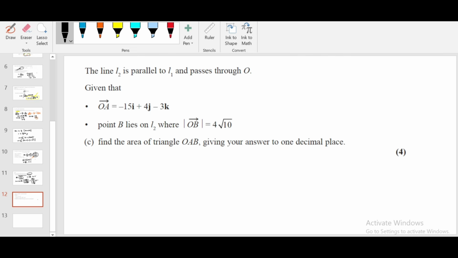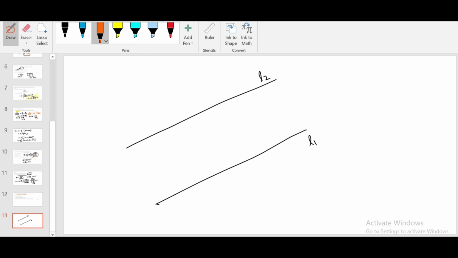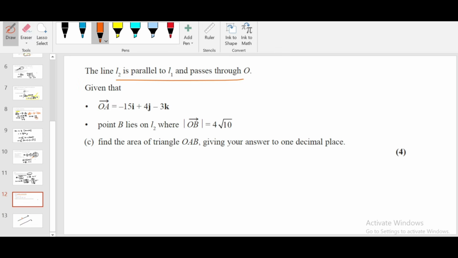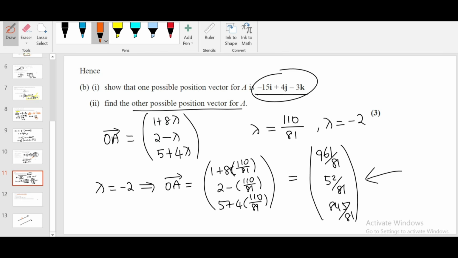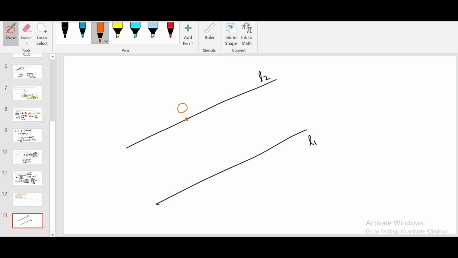It says L2 is parallel to L1 and passes through the origin O. So let's draw L2 here and L1 here. Take the origin somewhere here, let's say this is O. Now OA is given. We have found in the previous part there are two possible positions of OA. Think about it: A can be in two places, here and here, on both sides of O.